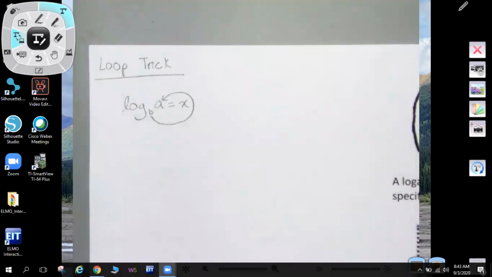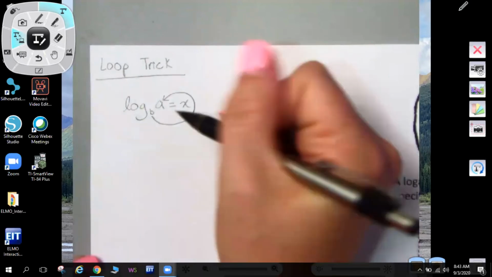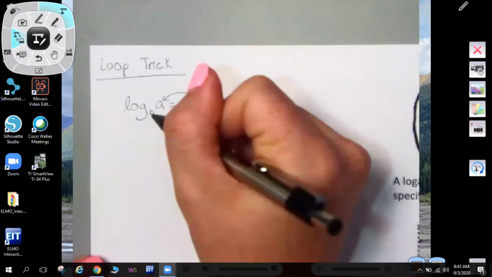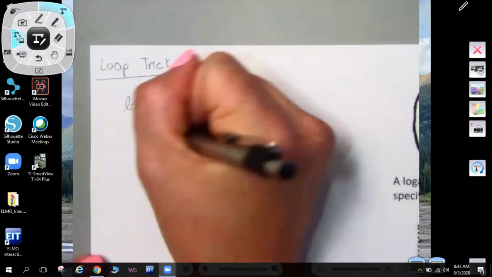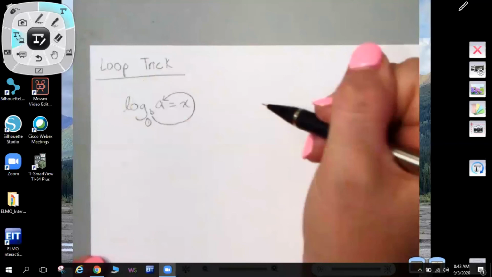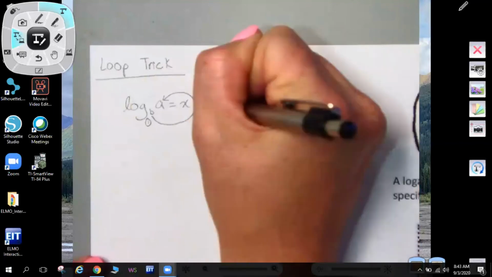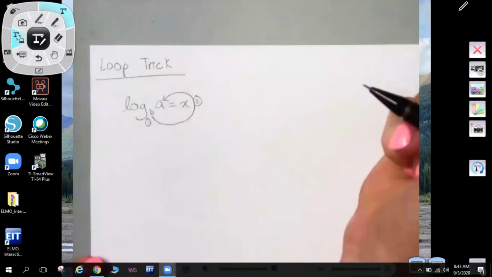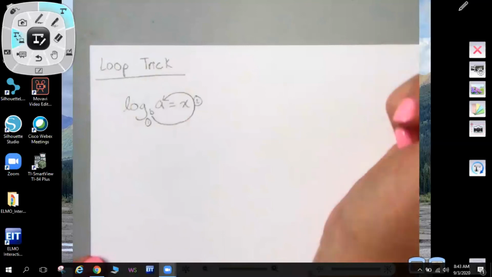Okay, all this loop is going to do is help us know which order to write these three parts. So if we follow our loop, we're going to write b first. Follow the loop around, we'll write x second. And then the last thing we'll write is a.